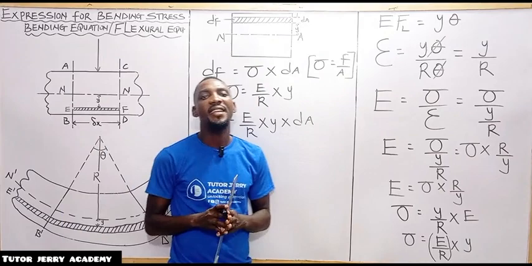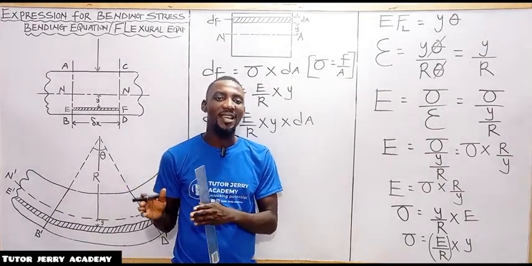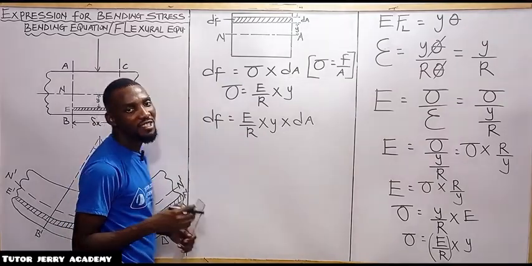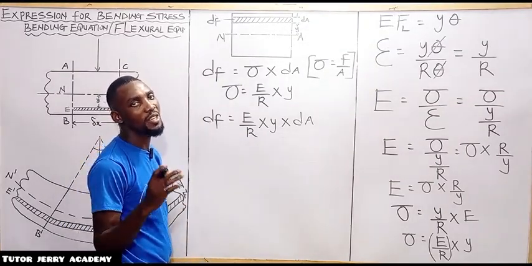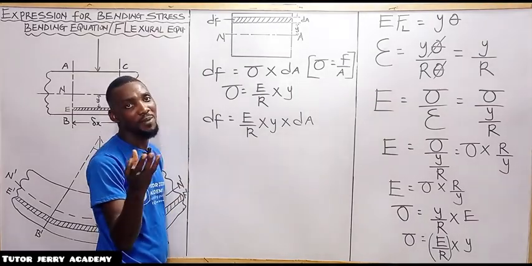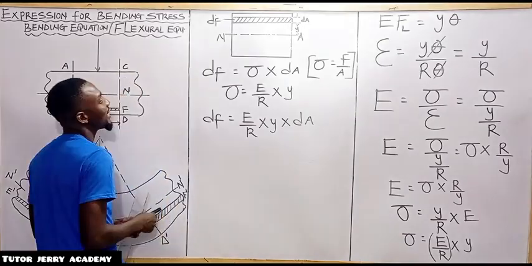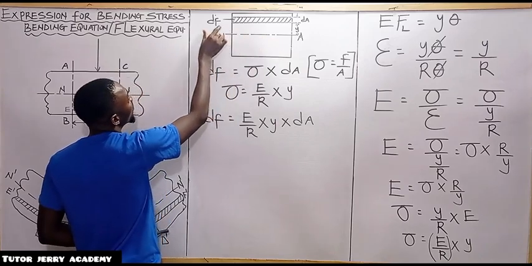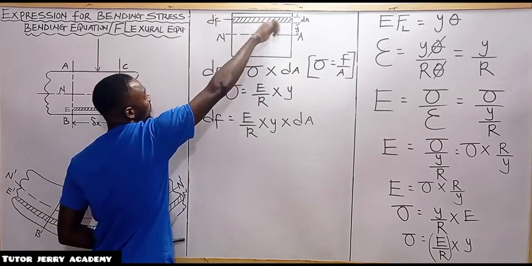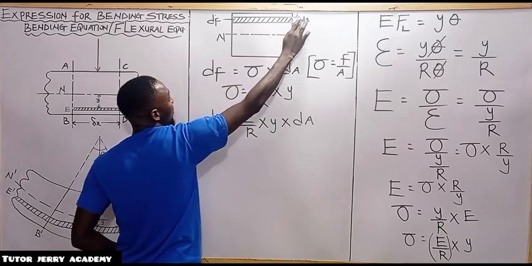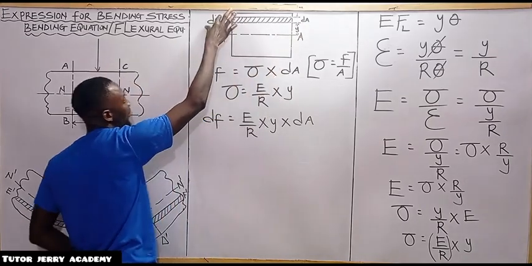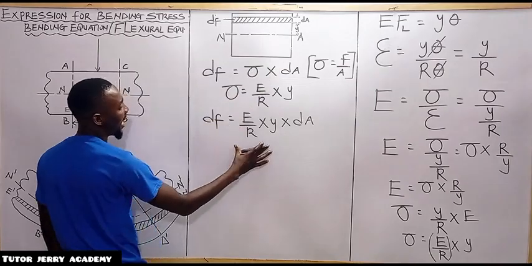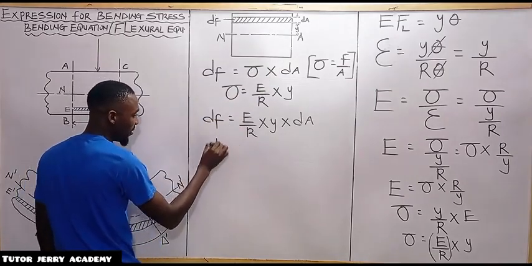So the next thing we are going to do is take moment about the neutral axis. Of course, it's going to be an elemental moment, that is dM. So we are going to take moment about this neutral axis. We are taking moment in this direction, and the distance from here to here is y. So it's going to be dF multiplied by Y. So if we take moment about the neutral axis, it is going to be what?